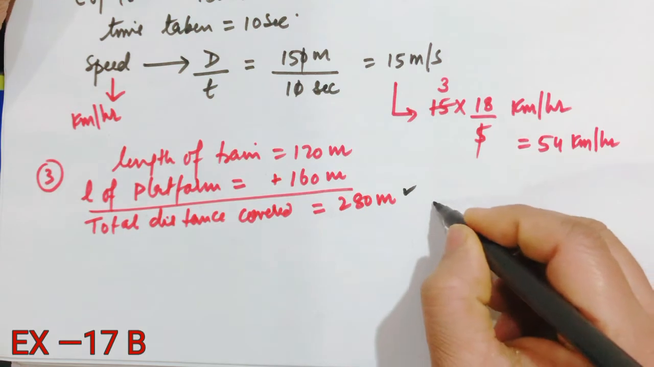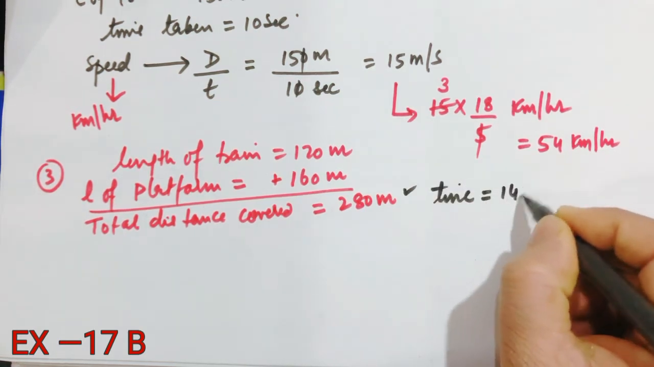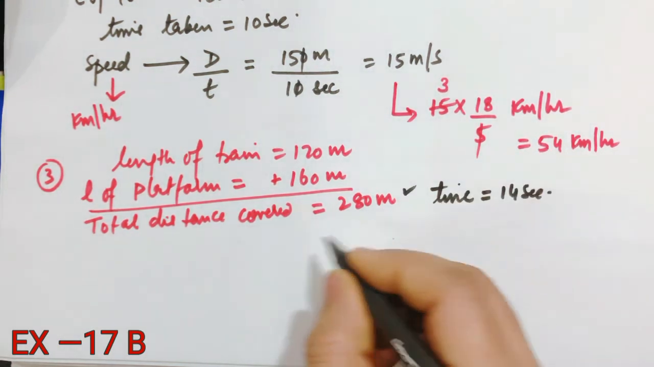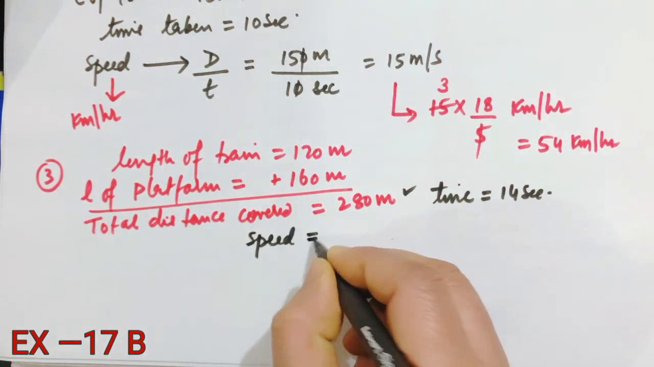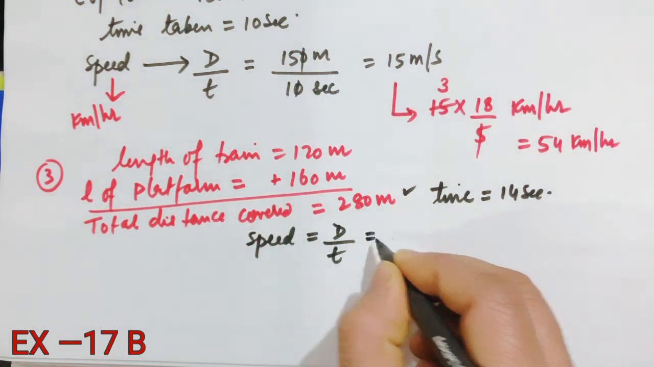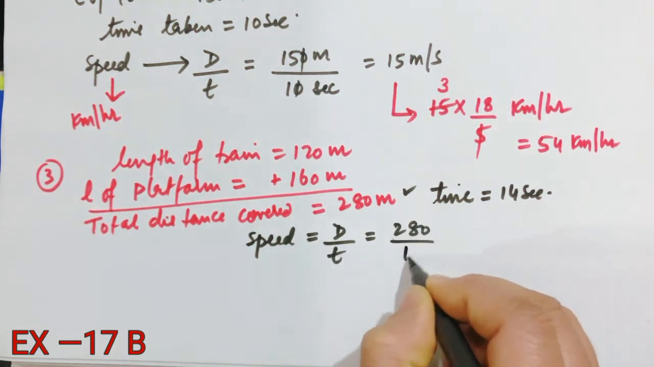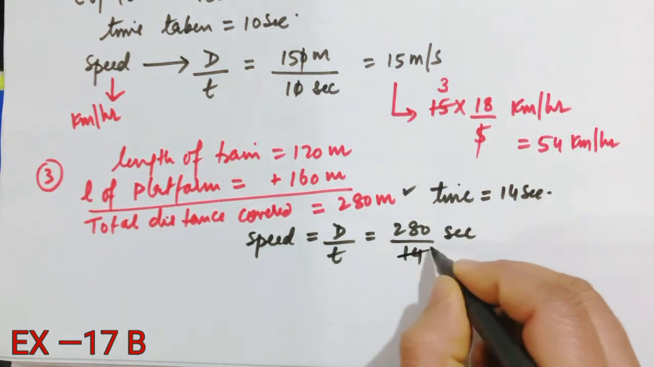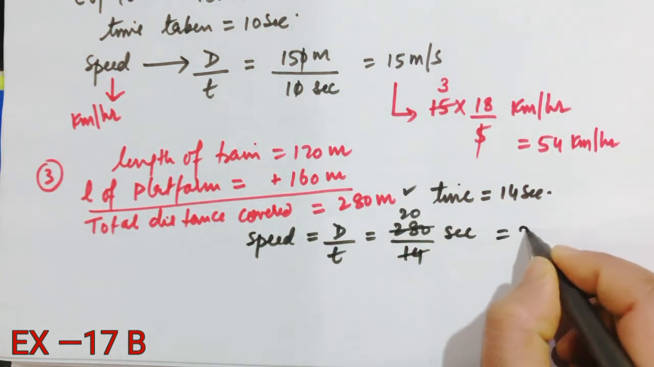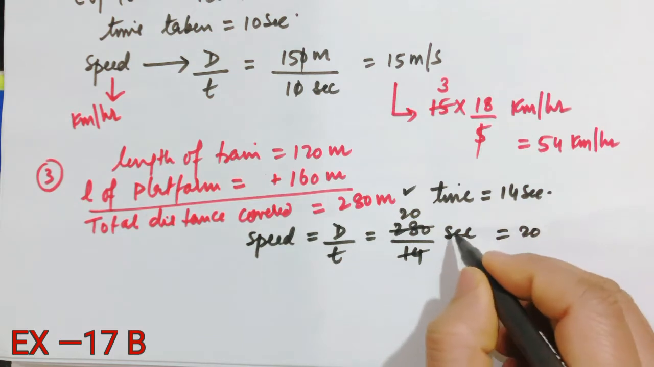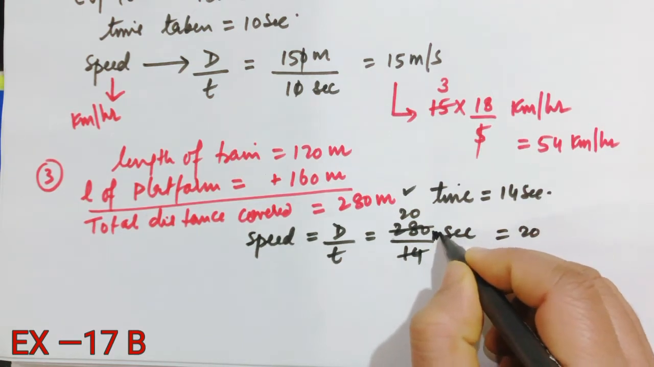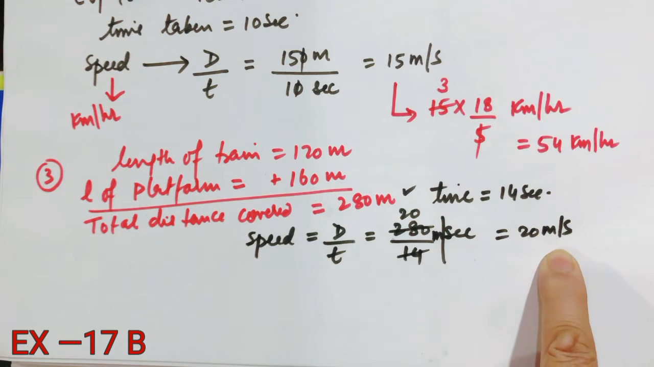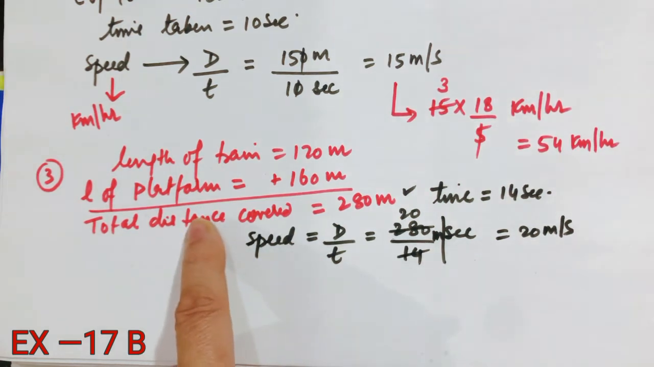Now what is it saying? Time is given as 14 seconds. So as soon as time is given as 14 seconds, can't you find the speed? Of course you can find the speed. So your speed will be equal to distance by time. Distance by time means 280 by 14 seconds. Have a look. So 14, how many times? 2 times is equal to 20. Oh, not seconds, 20 meter per second. So speed is equal to 20 meter per second. Okay, at this speed it crossed the platform.